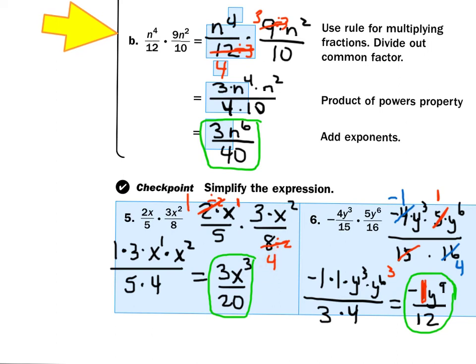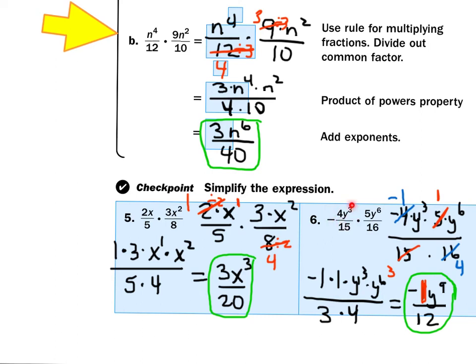So now look at what I have on the top. I wrote it all out so you could see it. I have 1 times 3 times x to the 1st power times x squared over 5 times 4. Well, 1 times 3 gives me 3. x to the 1st power times x squared, the bases matched, so I copied the base, and then add the powers. 1 plus 2 gave me the power of 3, all over 20, and that's as far as I can go.